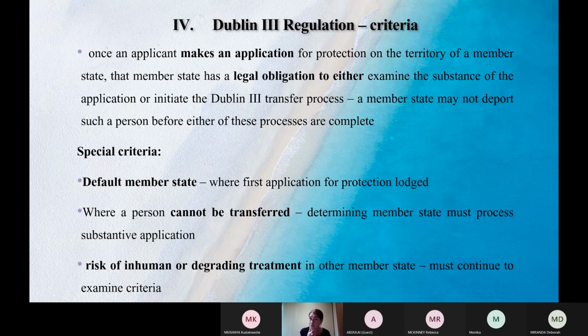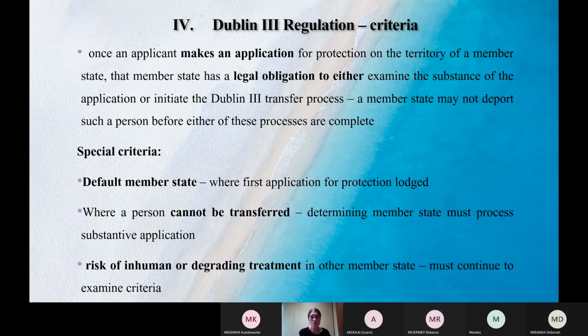So say at the airport, if a person makes an application for asylum, they must not be removed from the state until that is processed. And that's important because sometimes there's no legal representation at the airport, and sometimes return flights can be availed of. That is not legal. That is not in keeping with Ireland's legal duties. They must examine the application in full.